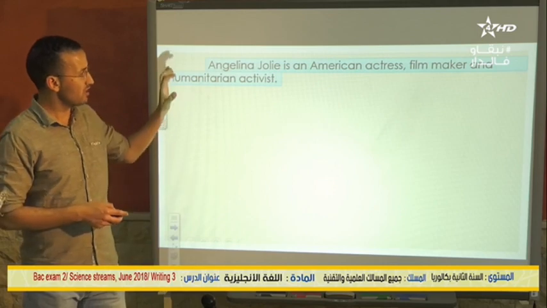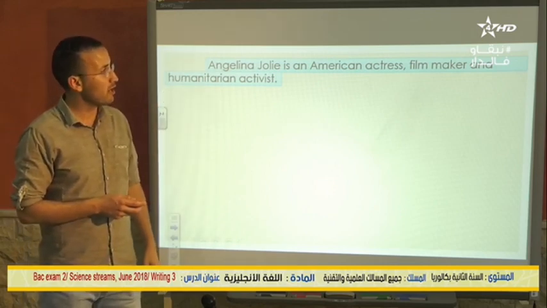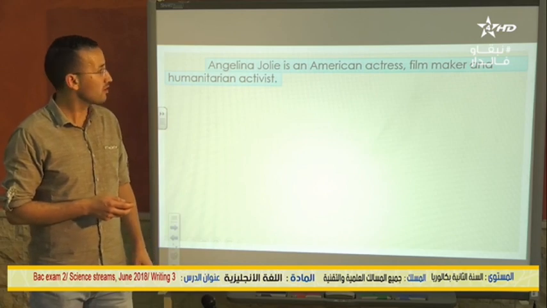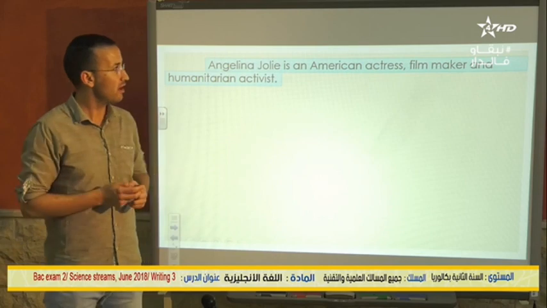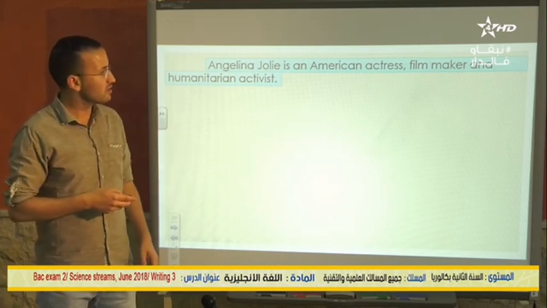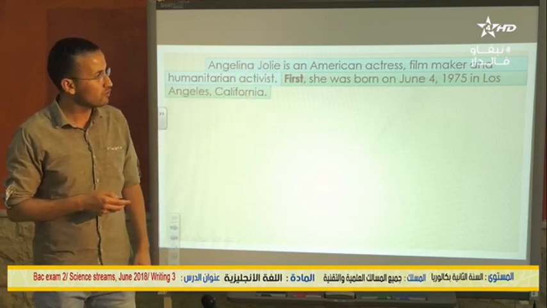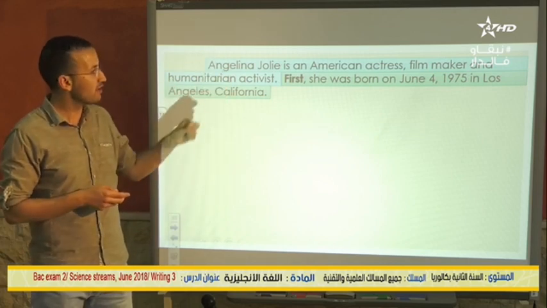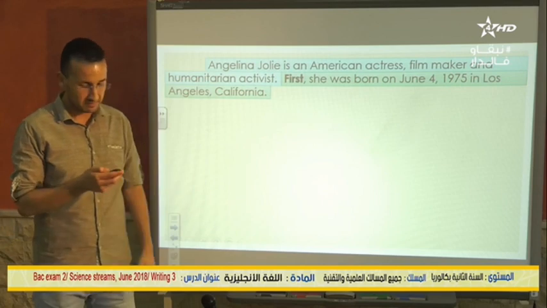So the first idea here is Angelina Jolie is an American actress, filmmaker, and humanitarian activist. So that's the first idea. Now we need to link it. We are going to use this. First, she was born on June the 4th, 1975 in Los Angeles, California. Okay, this is our second detail. Next one.